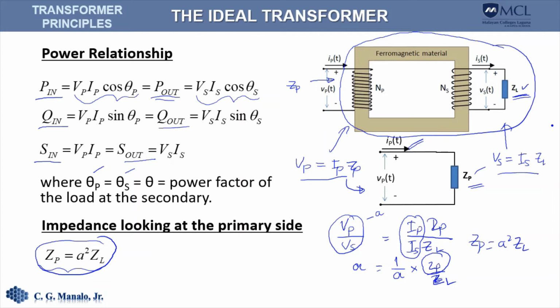So let's say our A is 10, which is a step down transformer, and we have Z sub L equal to 1 ohm. That means if I look at the primary, Z sub L would look like 10 squared times 1, and that is equal to 100 ohms. So that is the effect of the transformer on the impedance.